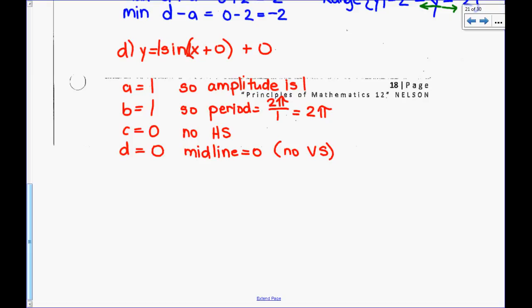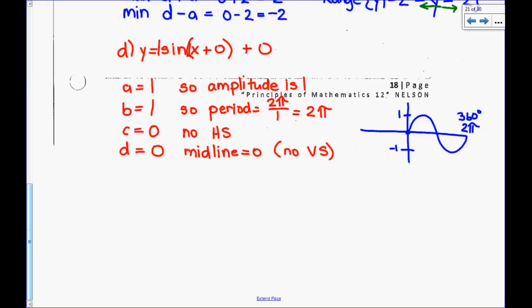Okay, so this graph would be your regular sine function that starts at 0. It goes up to positive 1, down to negative 1, and it has a period of 2 pi, or 360 degrees if you're measuring in degrees, right? Okay, so this is exactly what we expected this graph to be.